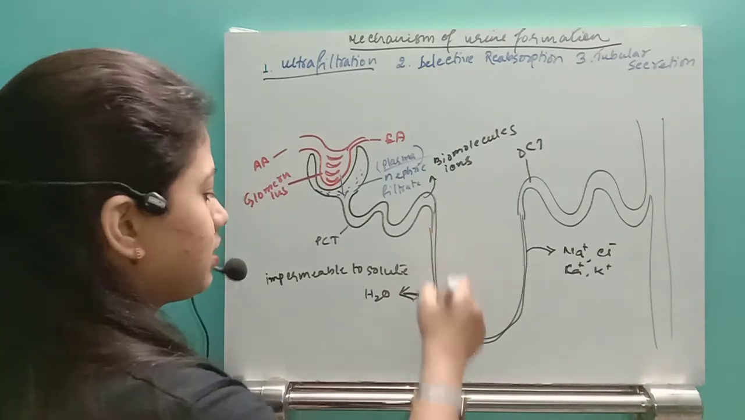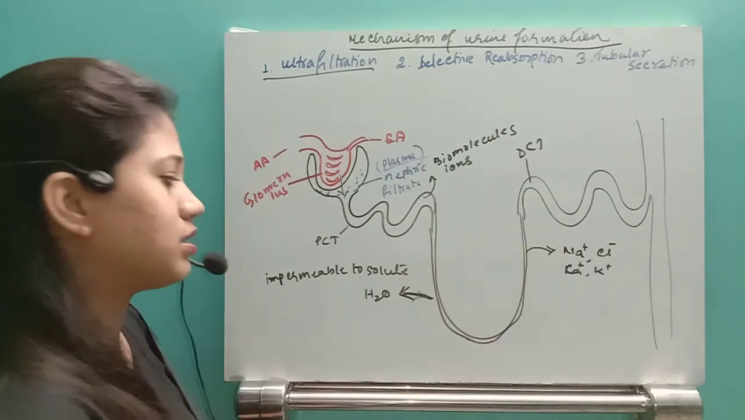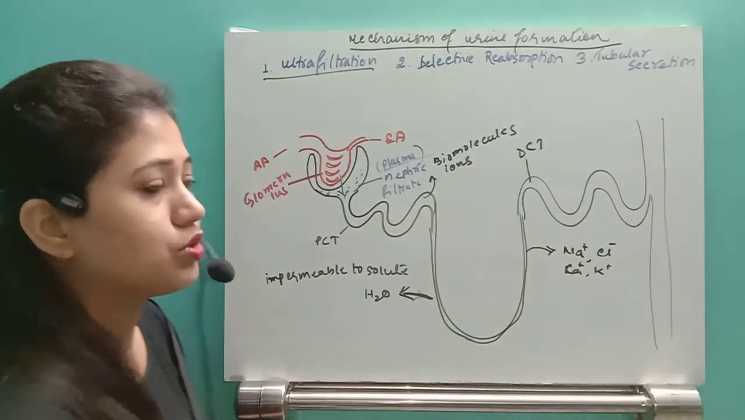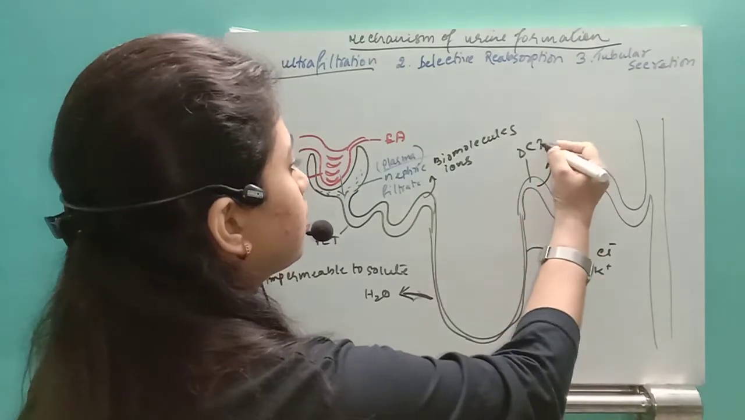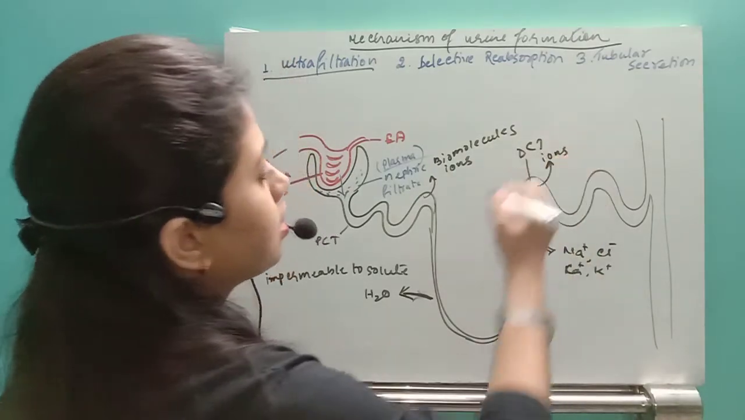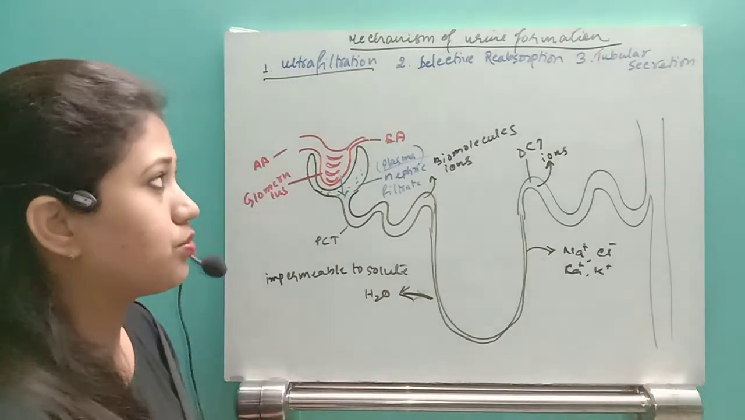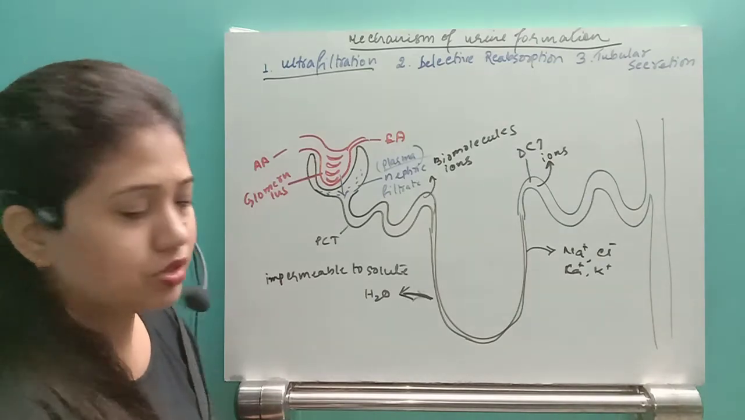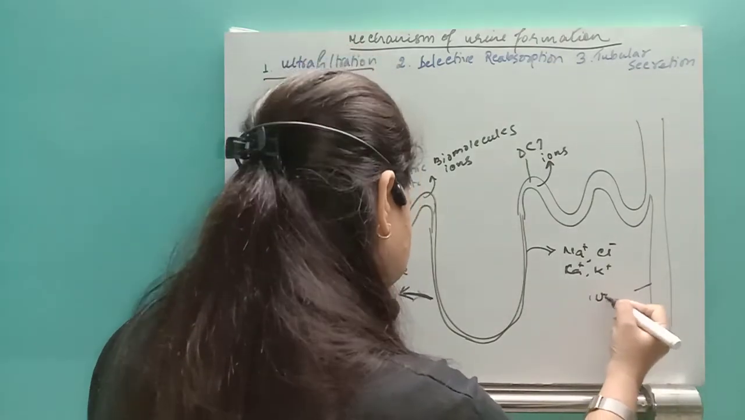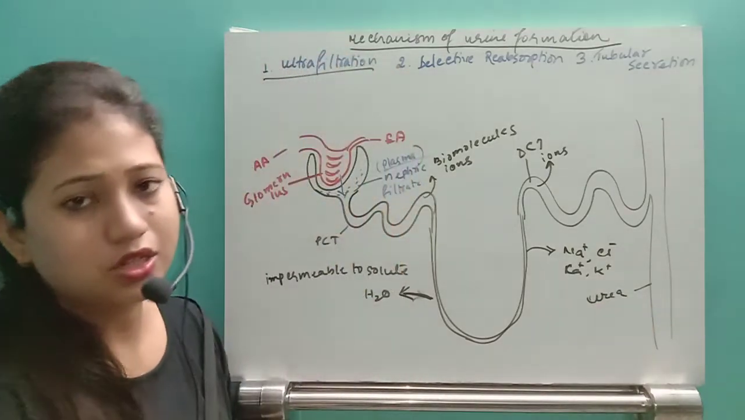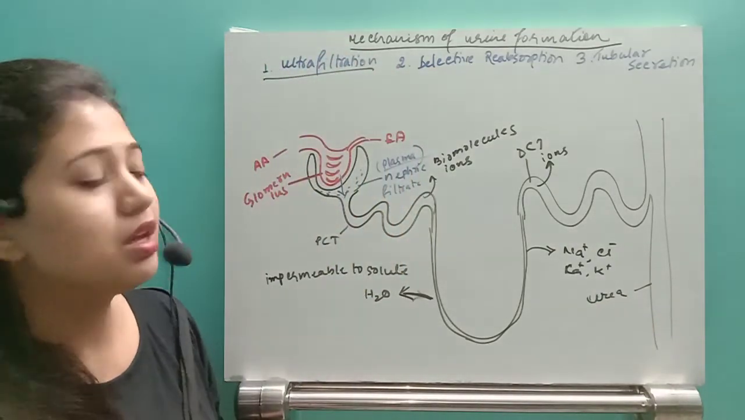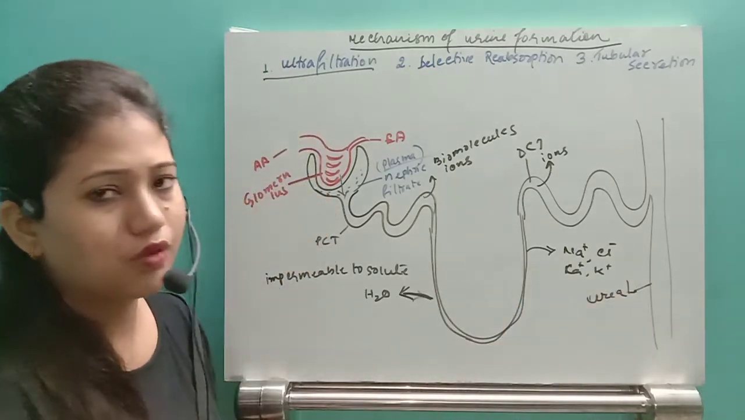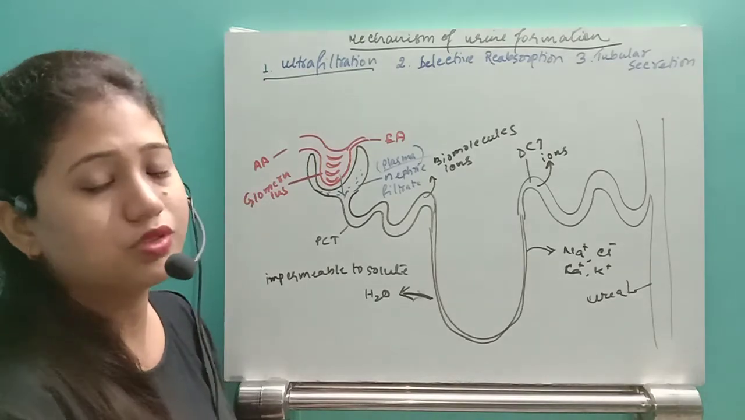So this is the ascending loop of Henle, it is impermeable to water and permeable to solute. Come to the DCT, the remaining amount of solute, like some of the ions and electrolytes, will be reabsorbed by the process that is selective reabsorption. Now, just to maintain the concentration gradient, some amount of urea will come out from the collecting duct, but maximum urea will be removed outside with water.